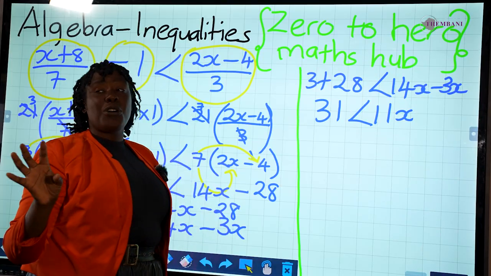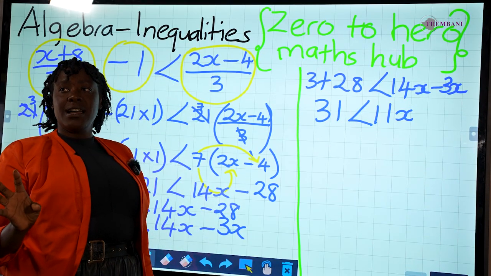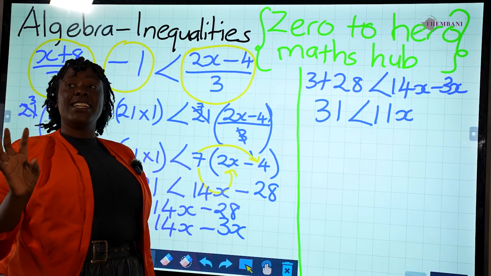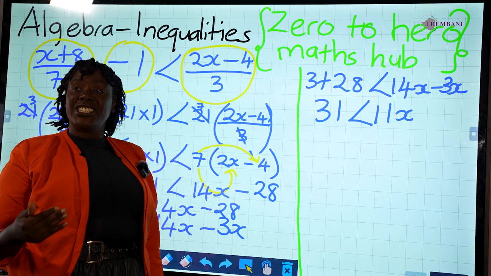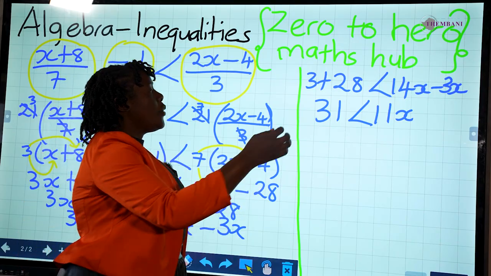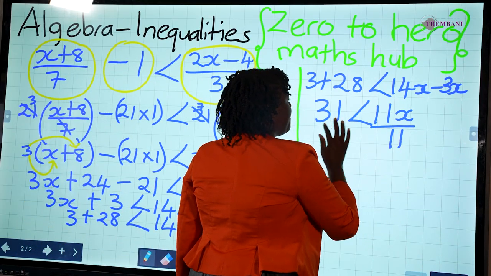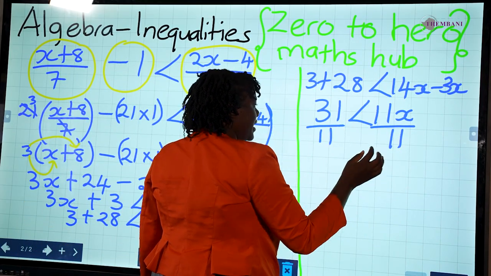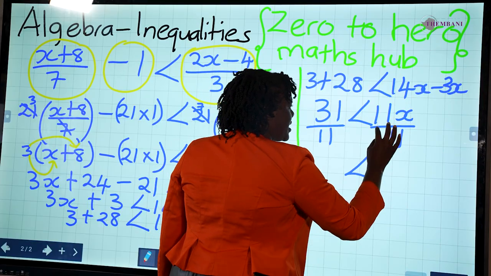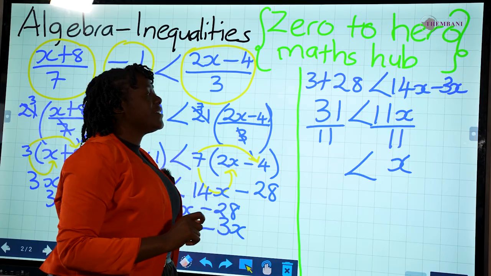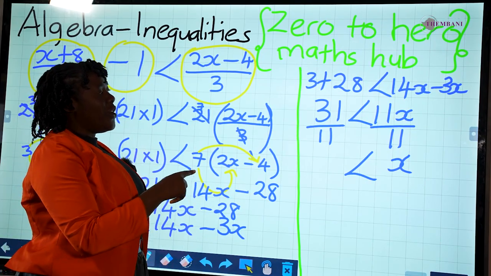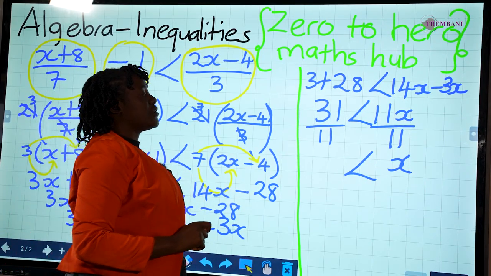But remember, we are solving. So we are solving for x. So we need to divide both sides by 11. But our 11 is positive. So our inequality doesn't change its direction. So we divide both sides by 11. And we are going to get on this side, 11 into 11 will give us 1. And 1 multiplied by x will give us an x.